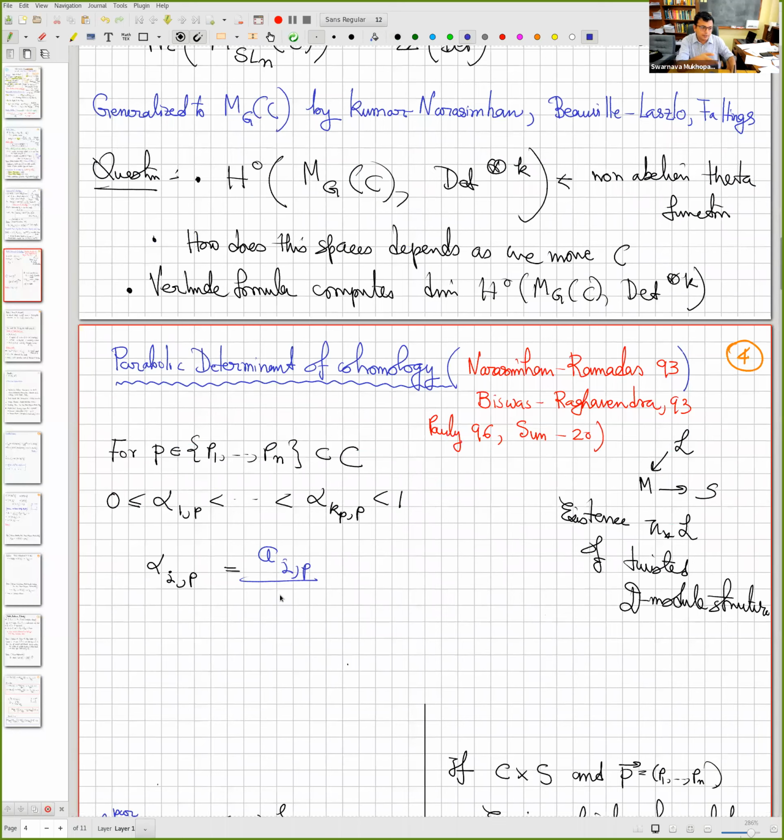They're all rational numbers, so I can write them in this form so that they are co-prime, and then I'm going to define L to be the LCM of all these b_j's, where j varies between 1 to k_p and p is in the set p_1 up to p_n. Okay, so this is what is known in the theory as level.